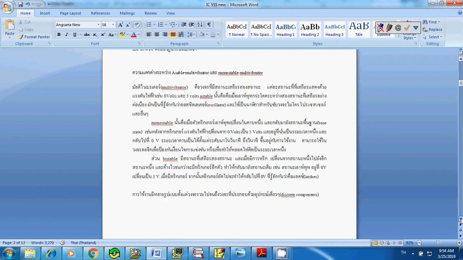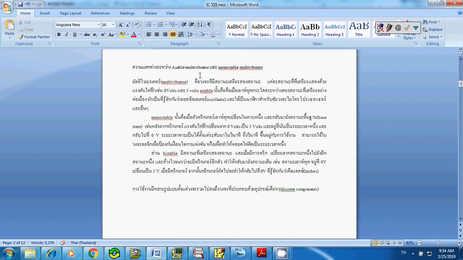Next, let's talk about the difference between astable multivibrator and monostable multivibrator. The multivibrator is a circuit that has two stable states. Each stable state is shown by a voltage, for example 0 volt, which we define as digital logic low, or 0, and 5 volts, which we define as digital logic high, or 1. In an astable multivibrator, the output will jump between two unstable states continuously, and it is also known as an oscillator, and is used as a clock to drive microprocessor circuits, etc.